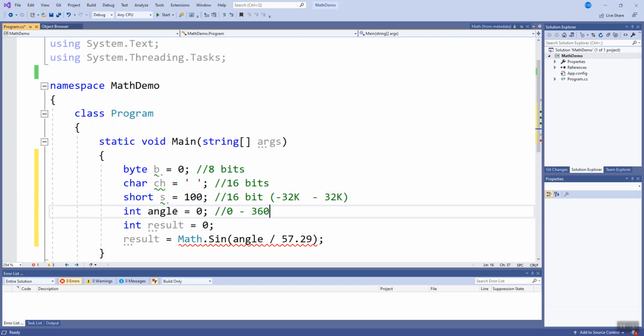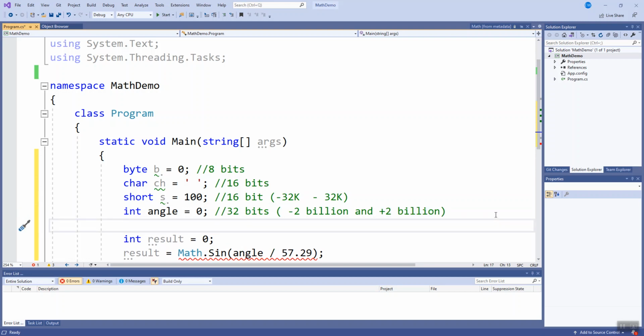All right, and then integers are 32 bits. They store values between maybe negative 2 billion and positive 2 billion, something like that. There's 4 billion possible values, and integers can be positive or negative, so half of those values are negative and half are positive. And then let's look at some of our other 32-bit data types.